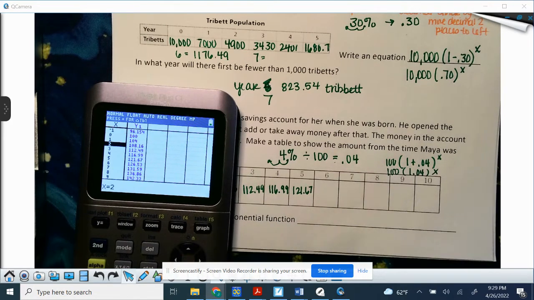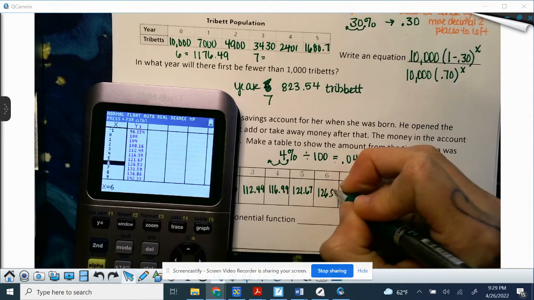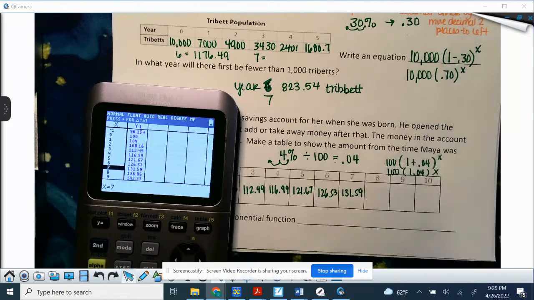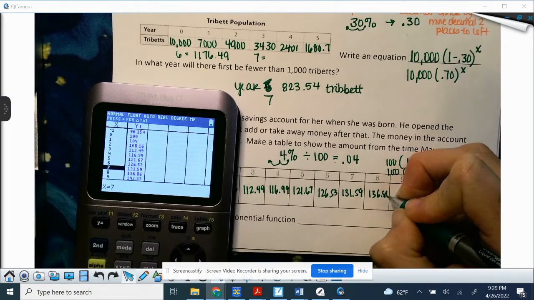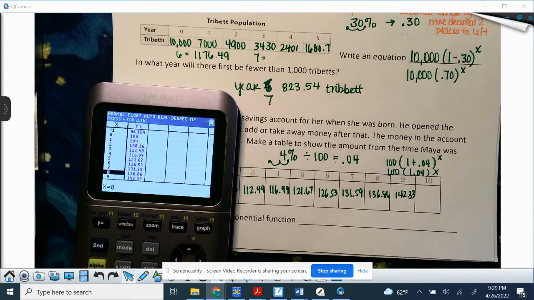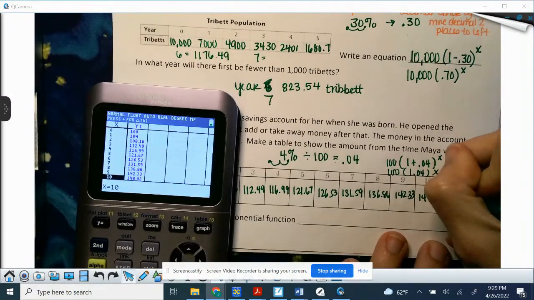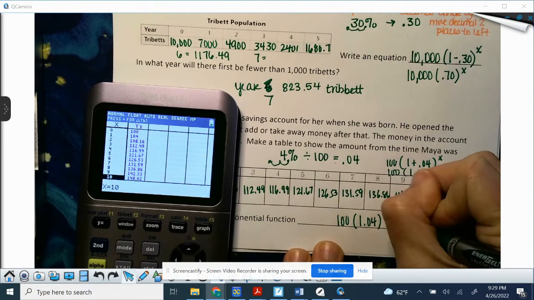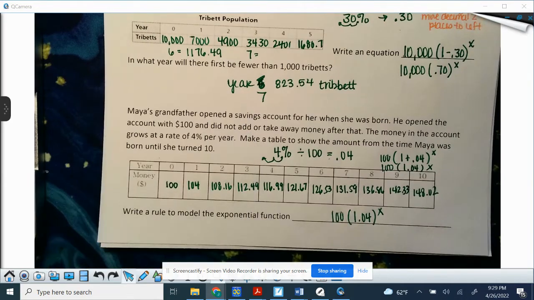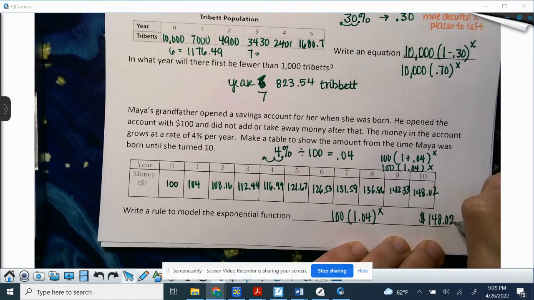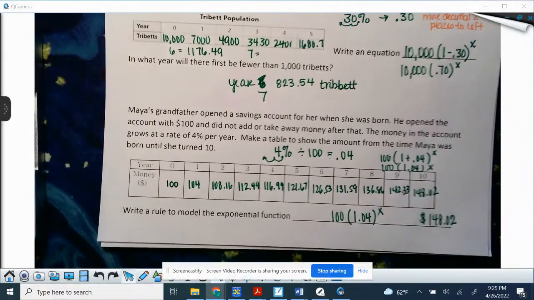So at 6, I have 126.53, and you can do the exact same thing in Desmos. 131.59, 136.86, 142.33, and then 148.02. So our rule is 100, 1.04 to the x power. And at 10 years, when she turns 10, that $100 has turned into 148.02. So it's not a huge substantial amount of money, but it did grow, like it said, at 4% per year. All right, just a couple more, guys. Hang in there.